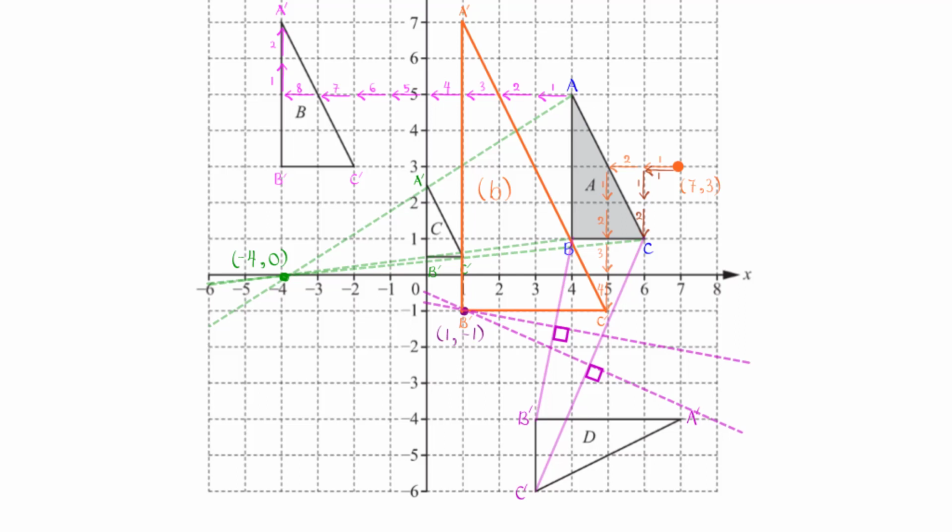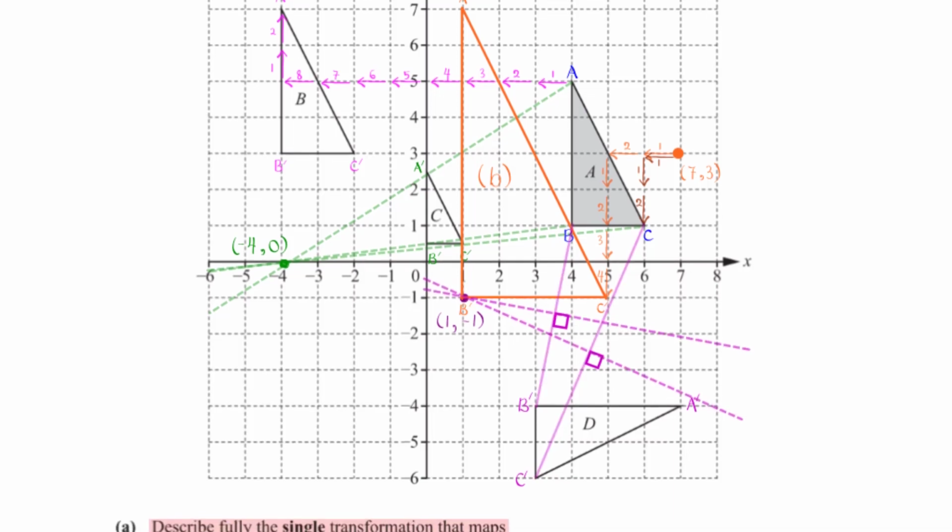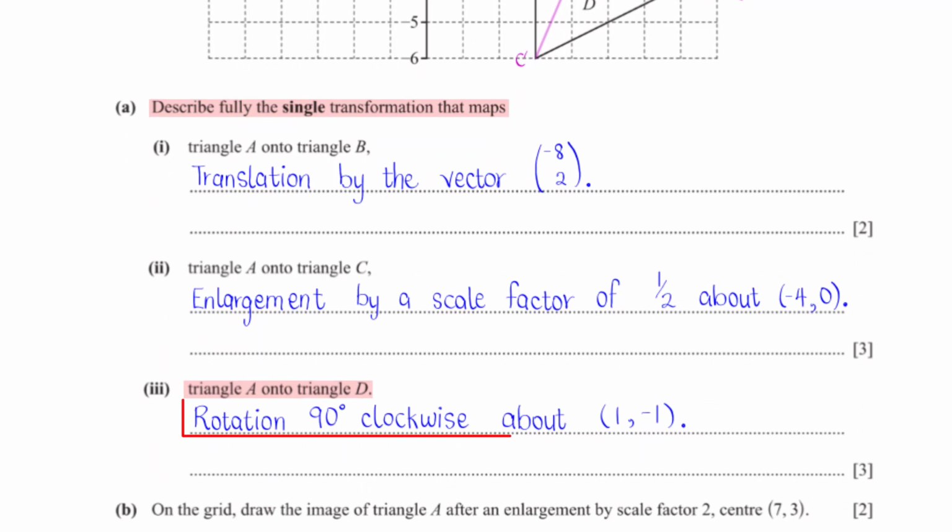For a 90-degree rotation, the way to determine the center of rotation is this. We connect at least two corresponding points on both triangles. Then we need to draw the perpendicular bisectors of these lines. The intersection point of the bisectors is the center of rotation, which in this case is 1, -1. And so the full description for the transformation will be rotation 90 degrees clockwise about the center 1, -1.